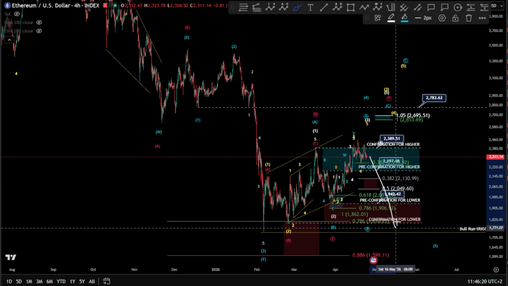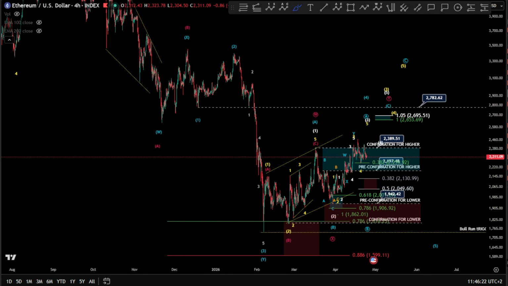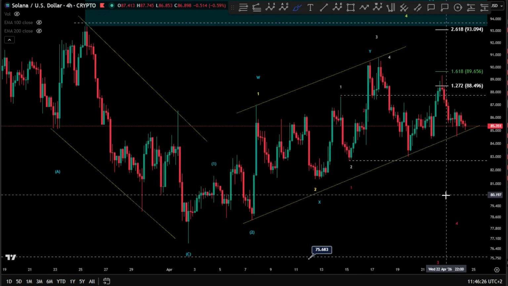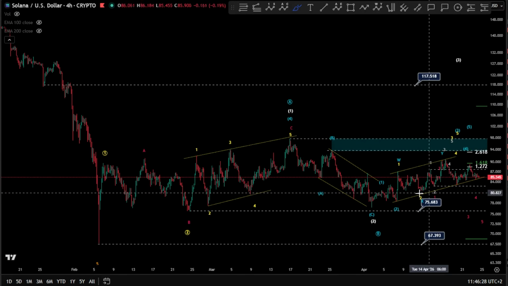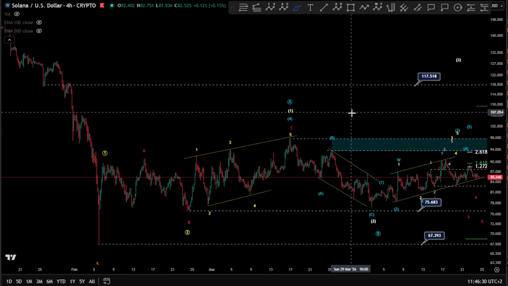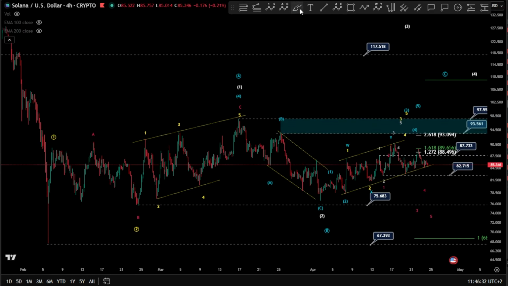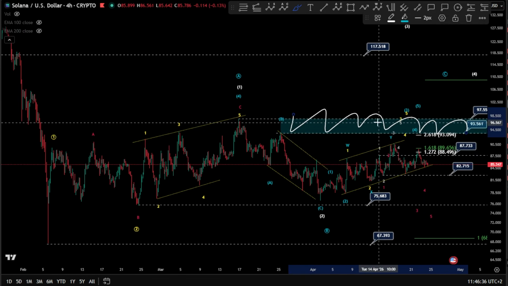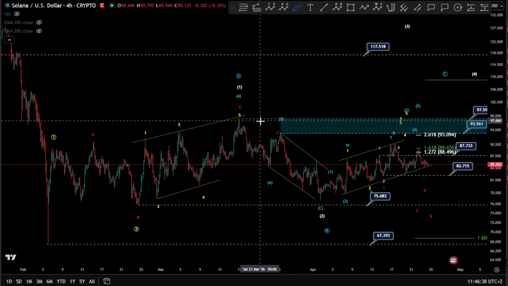Yeah, so we have to be careful. Yep, so this is regarding Ethereum. For Solana, Solana is still, of course, showing weakness. We didn't even take this high, so Bitcoin and Ethereum took it already and took the bullish breakout zone, while Solana did not.